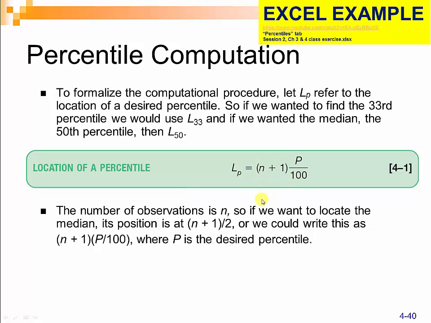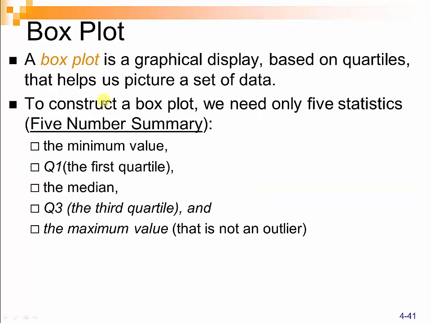A box plot now is a graphical display, and what that graphical display is built off of is quartiles. So it helps us to get a picture of a set of data. And to construct the box plot, you need 5 statistics, the 5-number summary as it sometimes is referred to. We need the minimum value of our data set, the first quartile, the median, or second quartile, or 50th percentile, depending on how you want to look at it, the third quartile, and then the maximum value that's not an outlier.